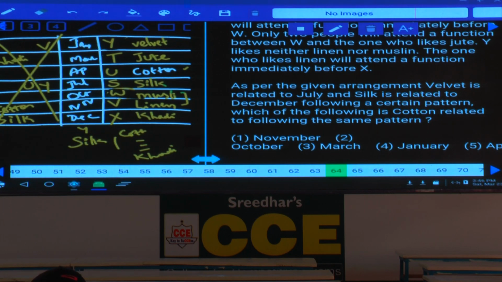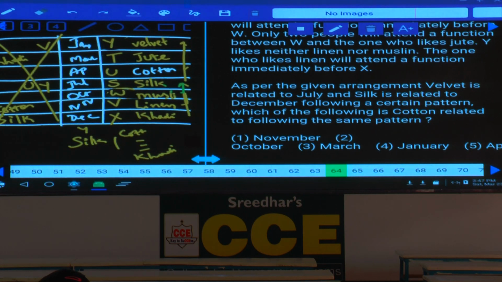Velvet and July. What is the relation between these two? There are two months in between them. And silk is related to December. Between December and silk, there are also exactly two months.